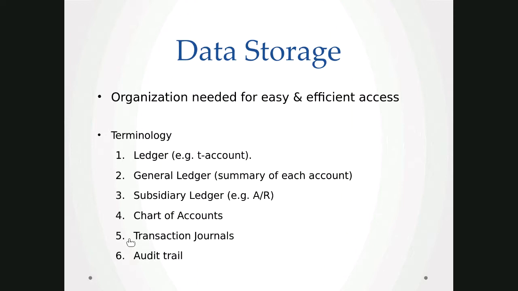And number six is an audit trail. An audit trail is some type of method of keeping track of the transactions so that if something goes wrong in the future or you need to know more information about a particular transaction, you have certain details associated with that transaction, and it will help you find the transaction details later.